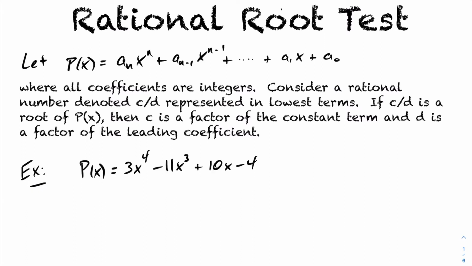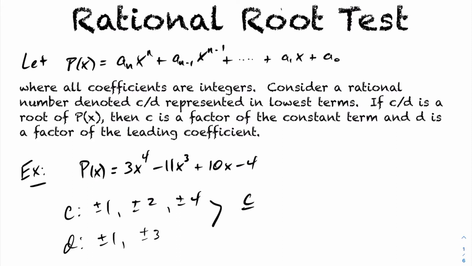For this example here, using the rational root test, what we know is that if this polynomial has a rational root or an integer root, it would be of the form c over d, where our c value is going to be a factor of -4, and our d value is going to be a factor of 3. So step number 1 is to write all the factors of our c value, which is all the factors of -4. So we have plus or minus 1, plus or minus 2, and plus or minus 4. These are all the integers that divide -4. Likewise, d will be all the factors of our leading coefficient, in this case 3. So we're going to have plus or minus 1 and plus or minus 3.